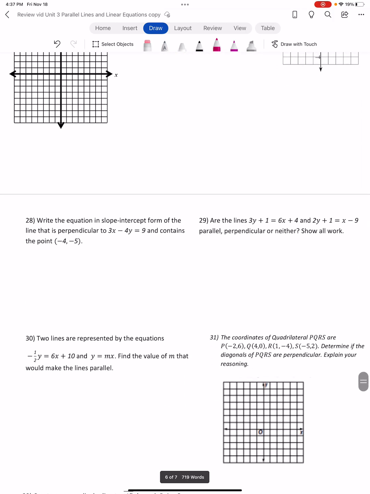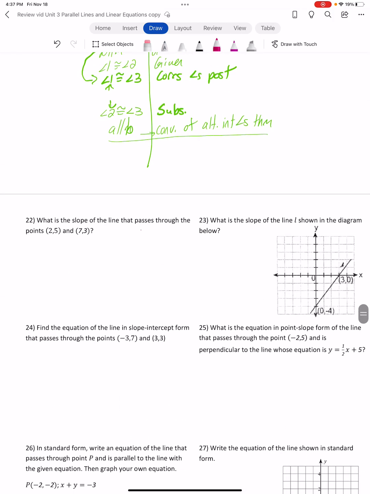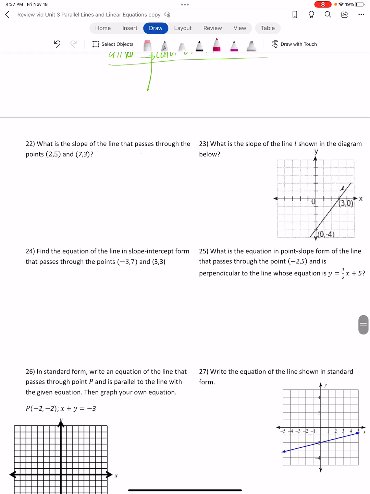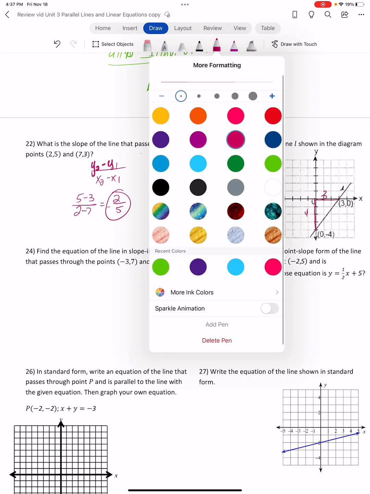All right, last page or so. What's the slope of the line that passes through these points? Remember that slope is change in y over change in x. So it's going to be 5 minus 3 over 2 minus 7. 5 minus 3 is 2. 2 minus 7 is negative 5. And so that's the slope. What's the slope of the line shown? You have to go up 4 and over 3. So that's going to be 4 over 3.